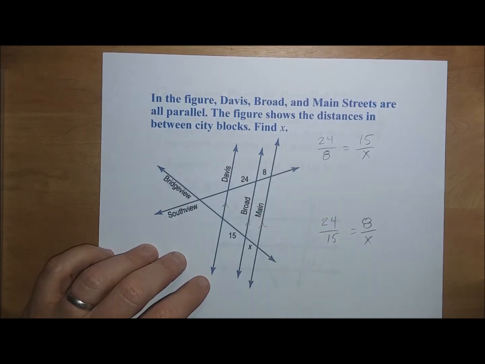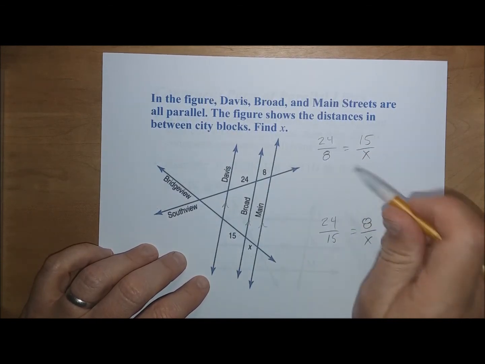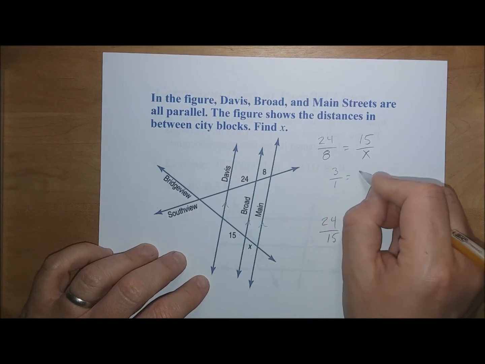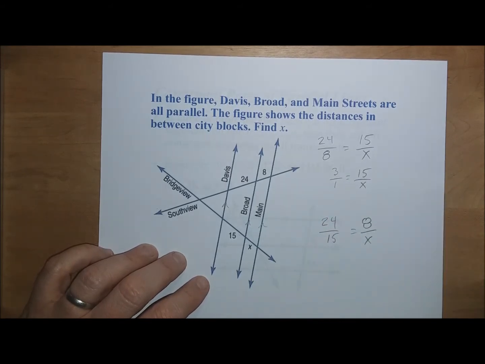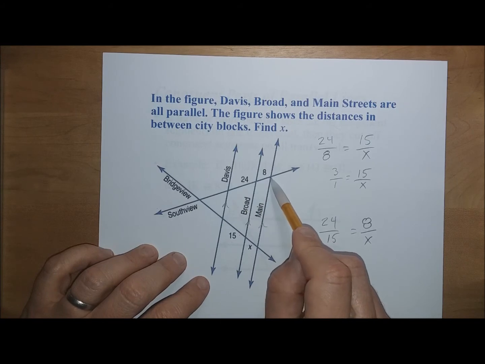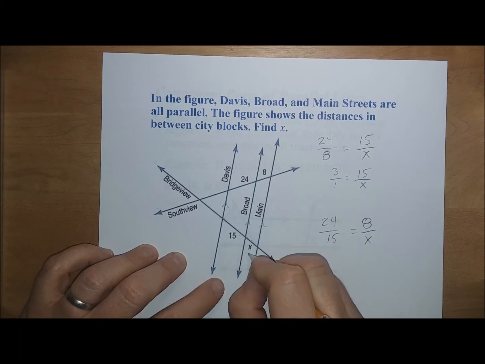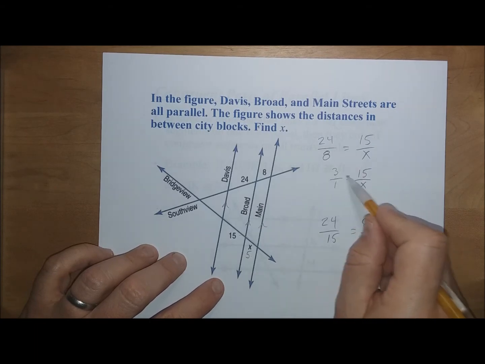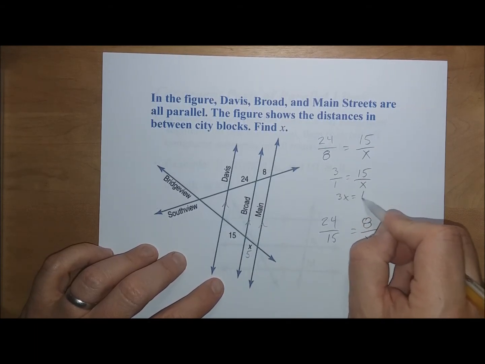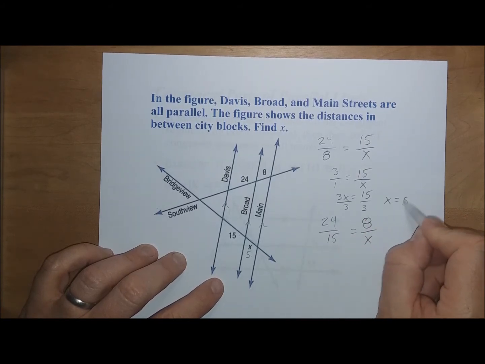You're going to end up with the same cross products. Now, you might want to reduce that to lowest terms. 24 over 8 is what? 3 over 1 equals 15 over x. Okay, you can do that. You can also say, hold on, this block's 3 times as long as that block. I bet this block will be 3 times as long as that block. If this is 3 times x, then x must be 5. And you can confirm that with your cross products. 3x will equal 15. Divide both sides by 3, and we get x equals 5.